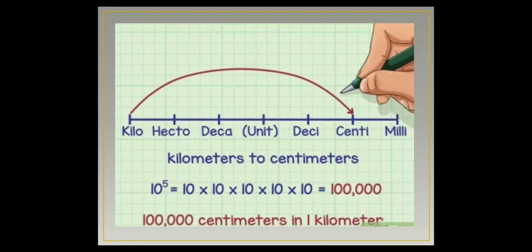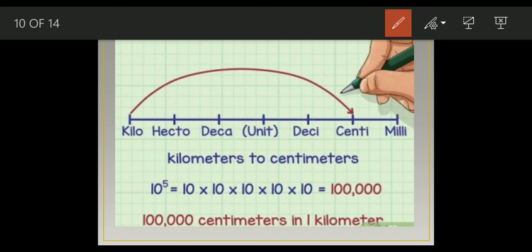Hecto, deca, then meter, that is the basic unit, deci, centi. So 10 into 10 into 10 into 10 into 10. I have 1, 2, 3, 4, 5. So put 1 and put 5 zeros. Clear? Because I have 5 places, I need to move 5 places. So I'll just put 1 and put 5 zeros.